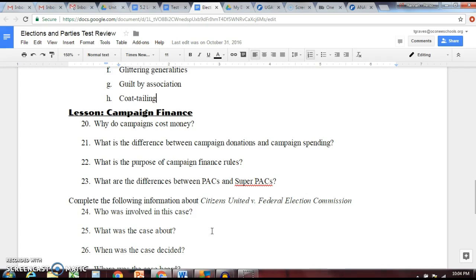Number 22, what is the purpose of campaign finance rules? So we know there's limits to how much you can donate to a campaign. The purpose of that is to limit corruption.